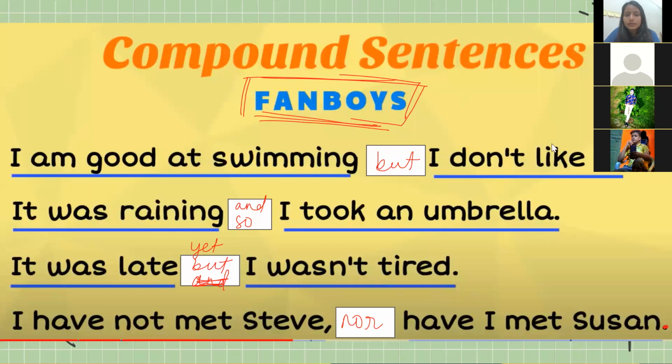Ma'am, so nor मतलब ना इसका ना उसका. Like किसी का भी नहीं. Okay, yes. ना इसका ना उसका. So when you're like इससे भी नहीं उससे भी नहीं, so when not this and not that also, that time you use the word nor. Okay. So I have not met Steve nor have I met Susan. So that's the correct one.